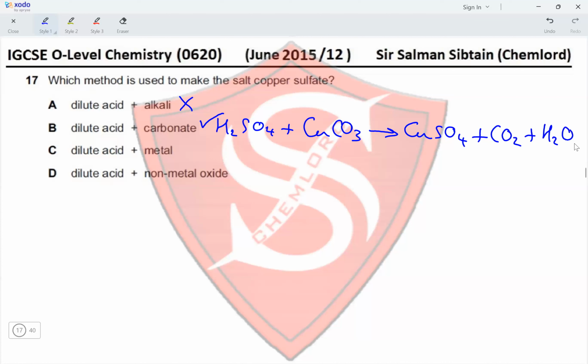We use dilute acid plus metal, copper will not react with dilute acid. We use dilute acid plus non-metal oxide. Copper is a metal, a non-metal oxide will not have copper present in it at all. Therefore, option B is the correct option for this question.